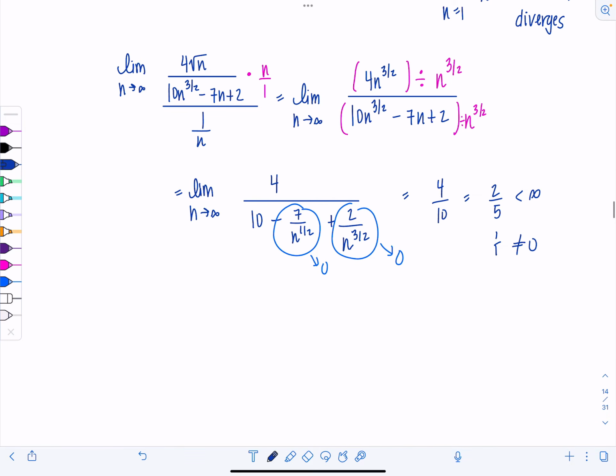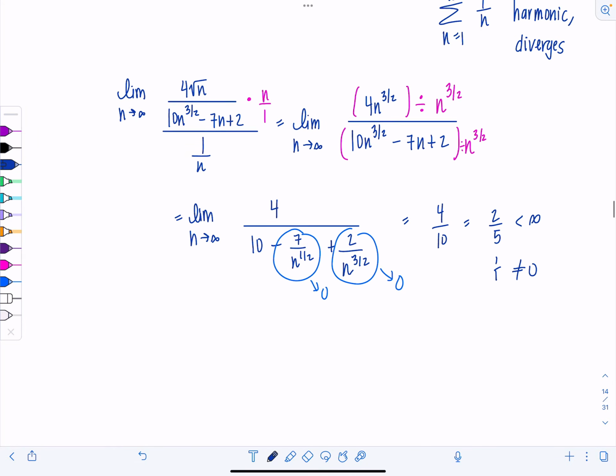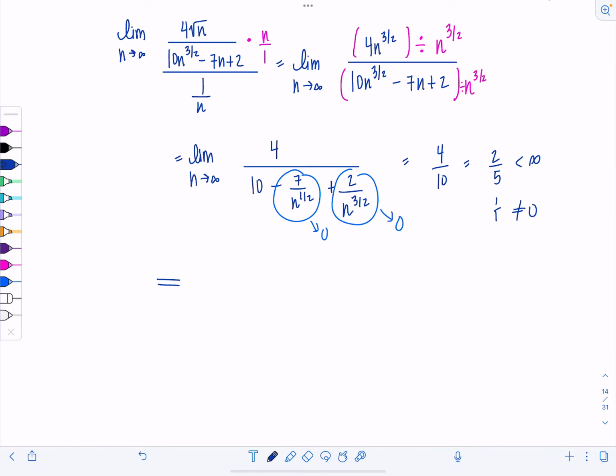Great. What does that tell me? That my series does the same thing as the series I compared it to. Who did I compare it to? The harmonic series, which diverges, which means my series diverges also. So the sum n equals 1 to infinity of 4 root n over 10n to the 3/2 minus 7n plus 2 behaves the same, so it also diverges by the limit comparison test.